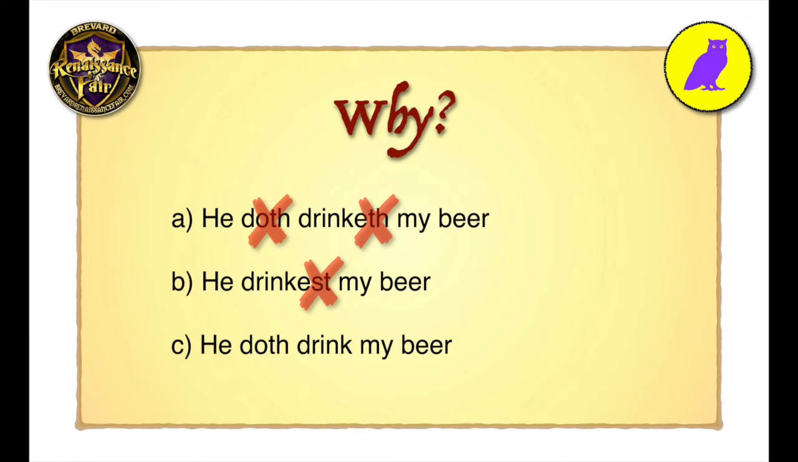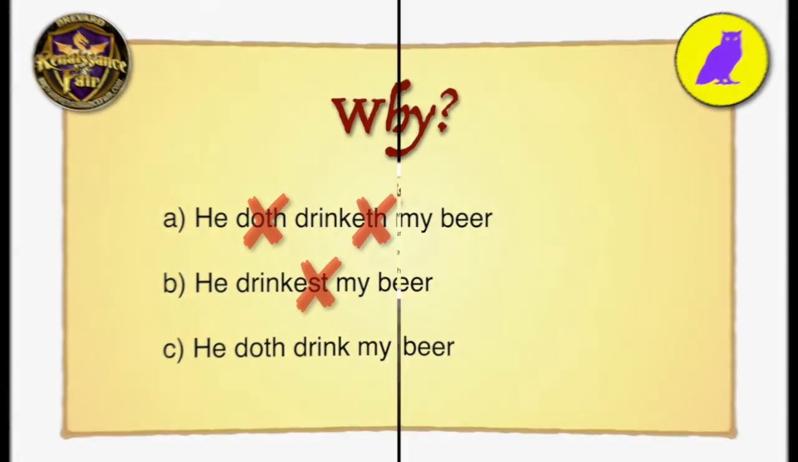Why? Answer A is wrong because we don't say doth drinketh. Remember, only conjugate the first in a string of two verbs in a row. So you could say, he doth drink, or he drinketh, but not he doth drinketh. B is incorrect because drinkest is the second person singular conjugation and would belong with the pronoun thou. Thou drinkest, he drinketh, or, as in answer C, he doth drink.